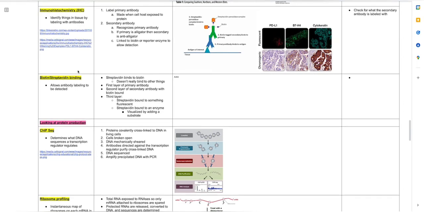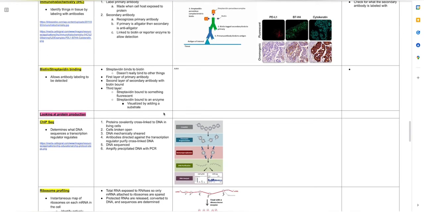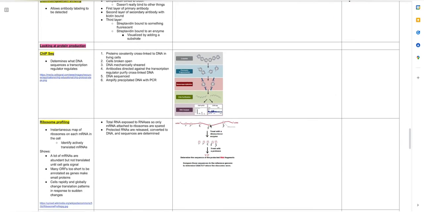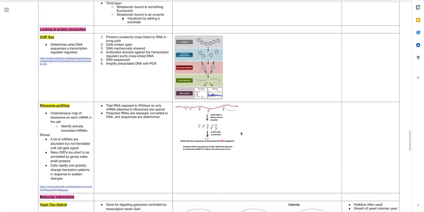So next we have ribosome profiling. What this does is it gives you an instantaneous map of ribosomes on each mRNA in the cell. It can also identify actively translated mRNAs in your cell. There are a few things this test shows you. It shows you that there are a lot of mRNAs in cells that are there, but they're not being translated until your cell gets a signal.